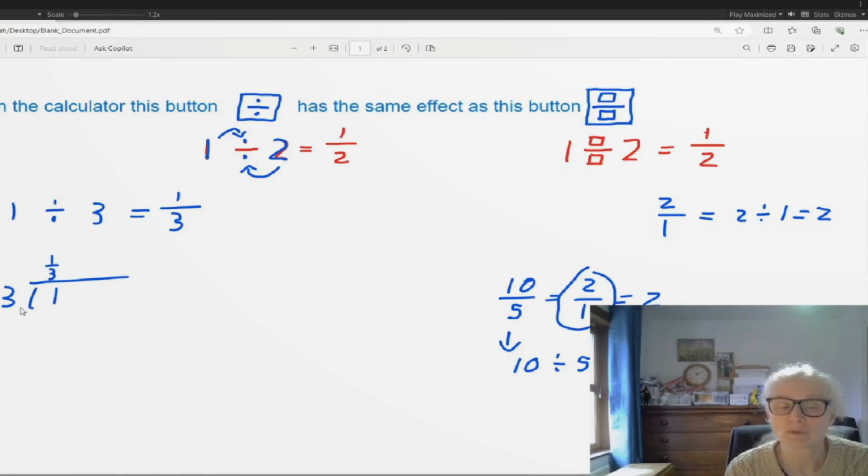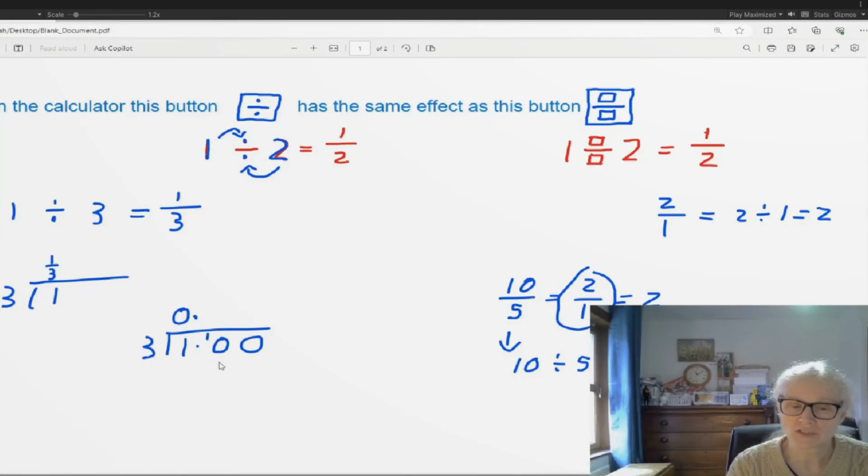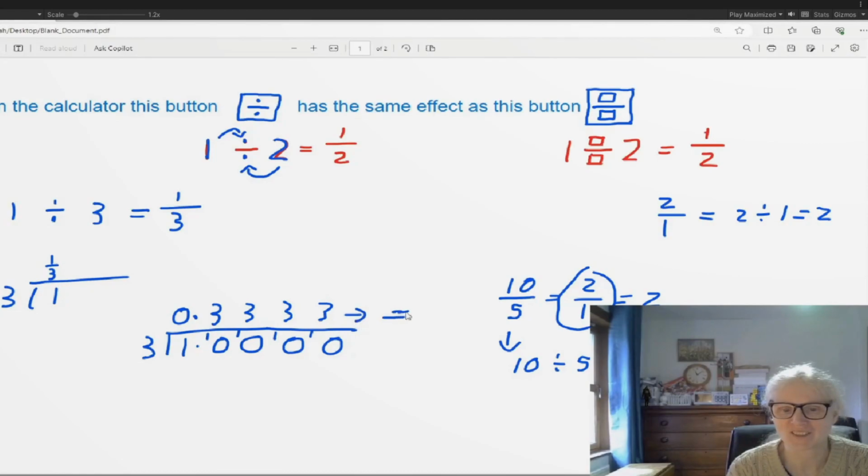You could do this with decimal places. How many 3's are there in 1? Put some decimal places in. There are 0 3's in 1. Carry that 1. How many 3's are in 10? There's 3 and 1 left over. 3 and 1 left over again, and you get the idea, it goes on forever. And this, of course, is equal to 1/3.